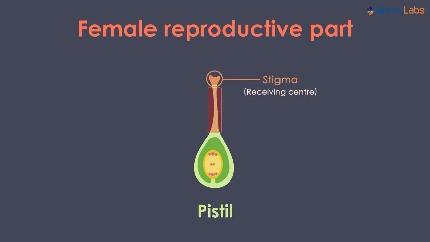Now this slender tube-like structure is known as the style. What do you think this will be useful for? Well, it acts as a channel for the male gametes to reach the ovary. Yes, it's like a bridge that helps to carry the pollen tube, which is a tube containing the male gametes. It leads to the ovary where the egg cell is present.